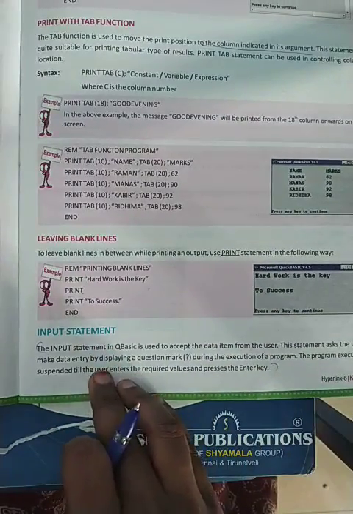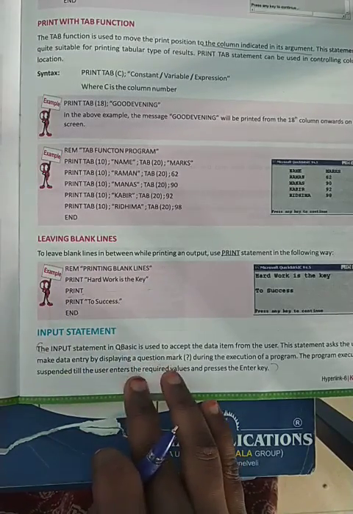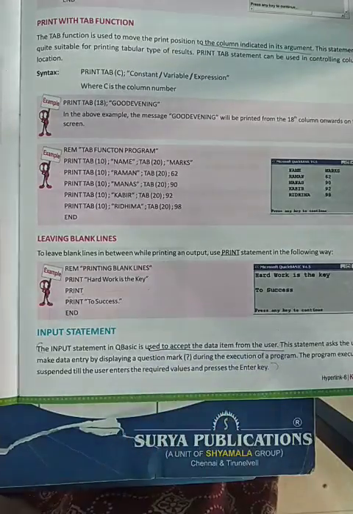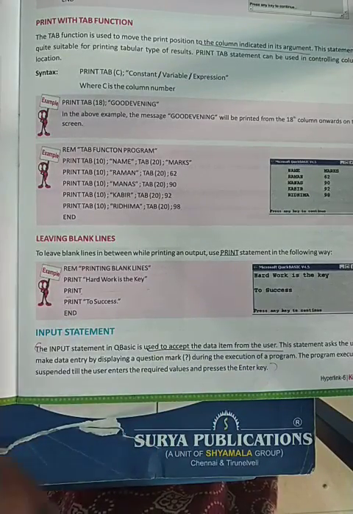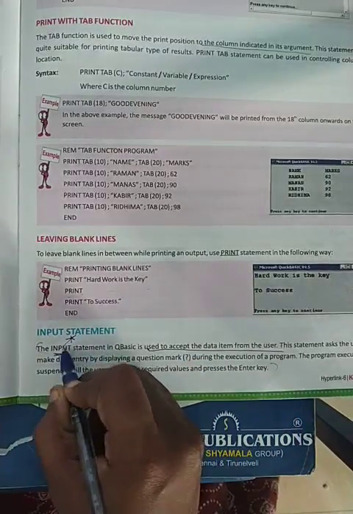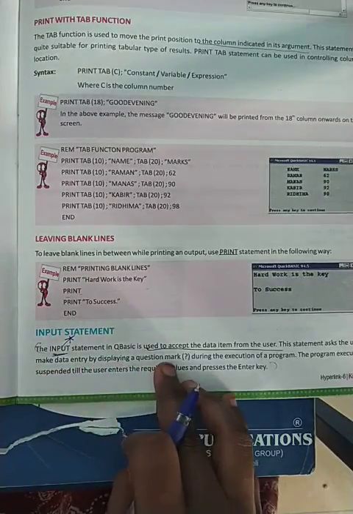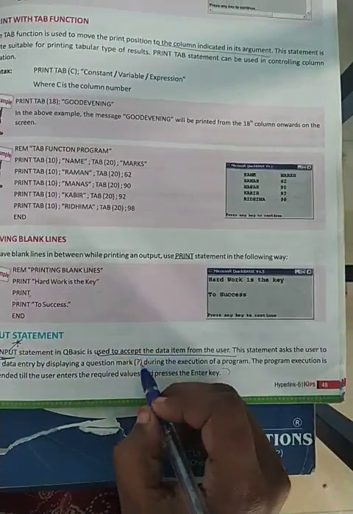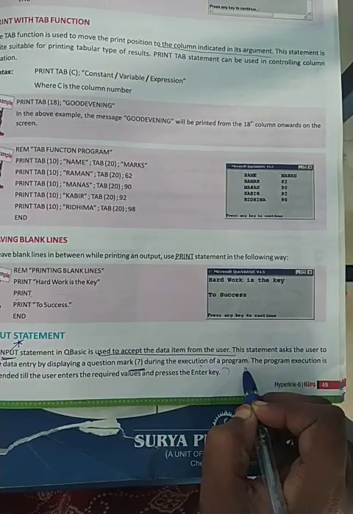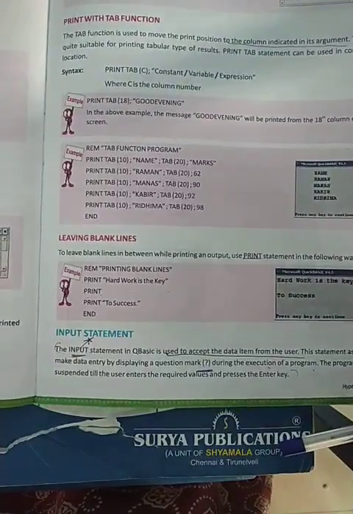Now coming to the input statement. We saw what the print statements are. Now we will see what the input statement is. The input statement is mainly to accept data from the user. That is, if the user is going to give the data, it should be through the input statement only. The input statement is very, very important. We can make the data entry by displaying the question mark. It will show the question mark during the execution of the program, asking what do you want to enter? Likewise, the program execution is suspended till the user enters a valid entry.